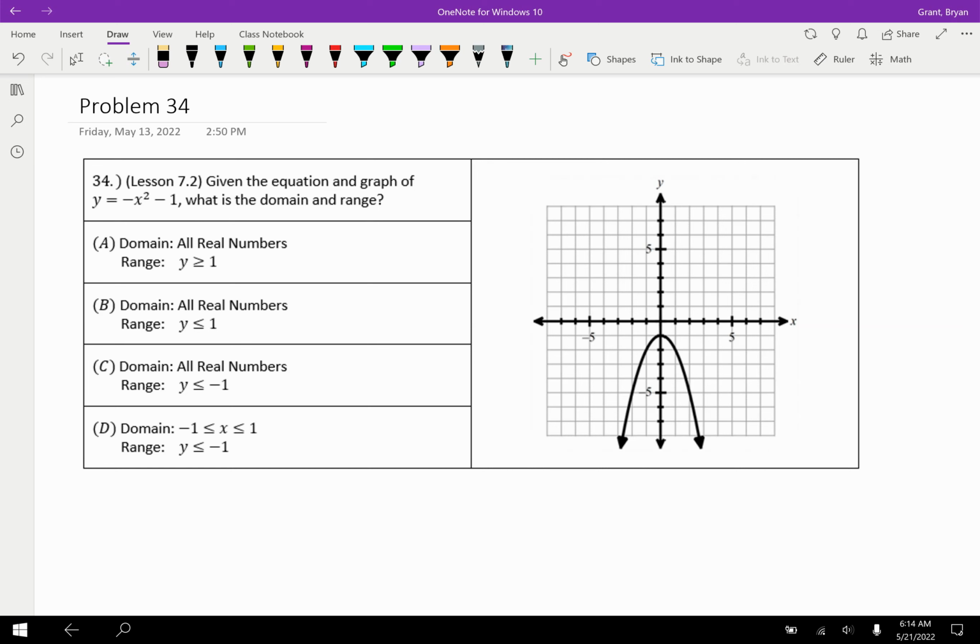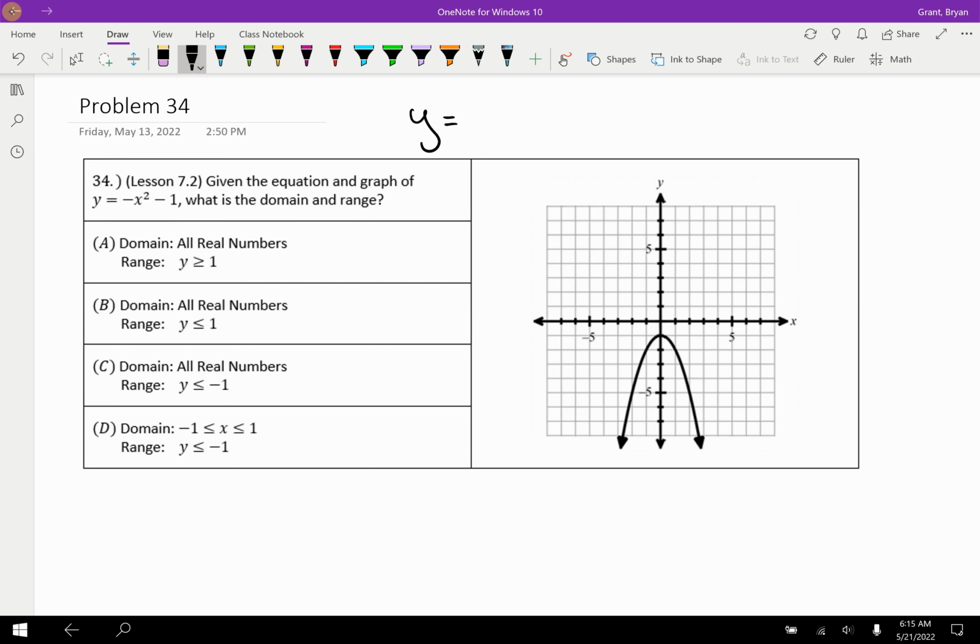Today we're looking at problem 34, which comes from lesson 7.2 if you want to look back and refresh your memory. We're discussing the domain and range of a graph, in particular the domain and range of a parabola. We'll cover the domain first. A reminder, the domain, at its core, measures what numbers you're allowed to substitute in for x in this equation.